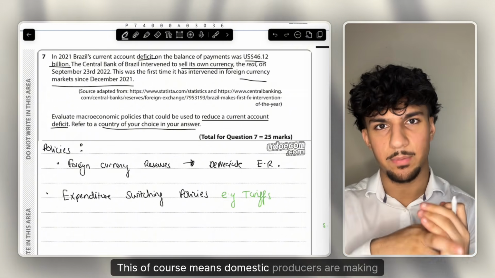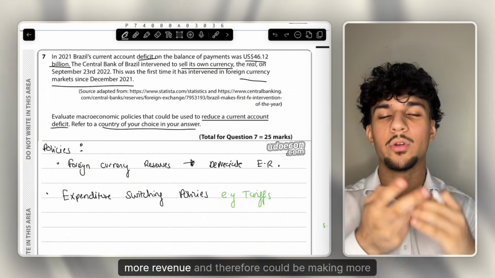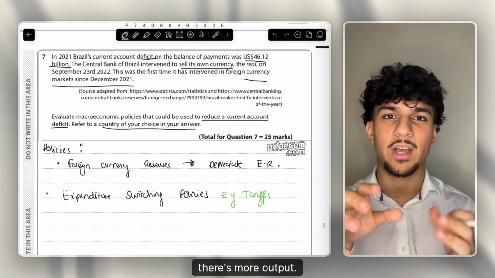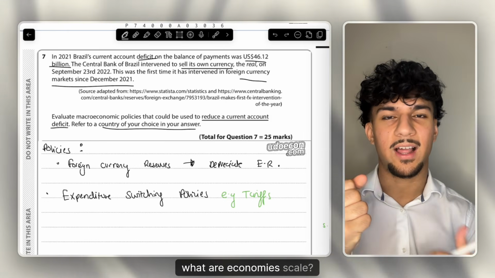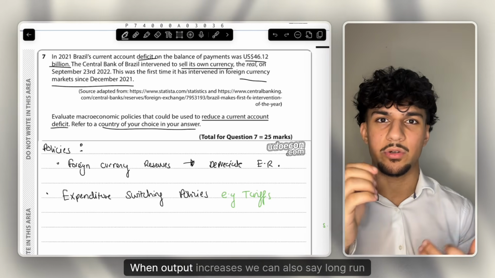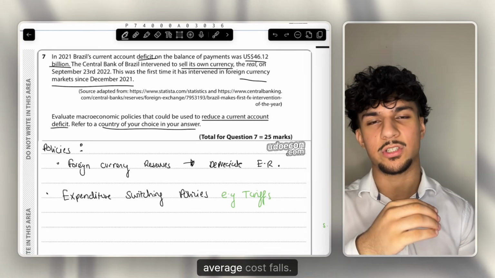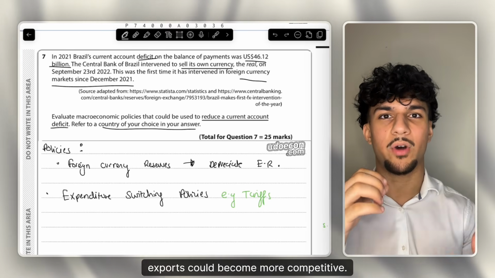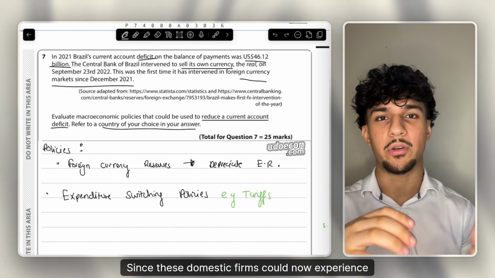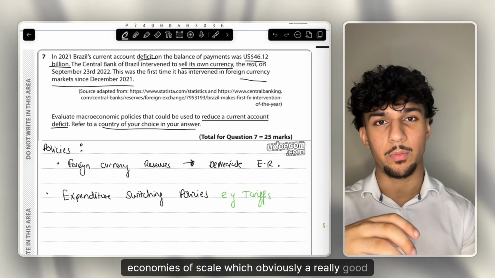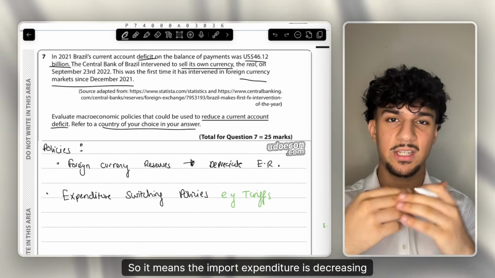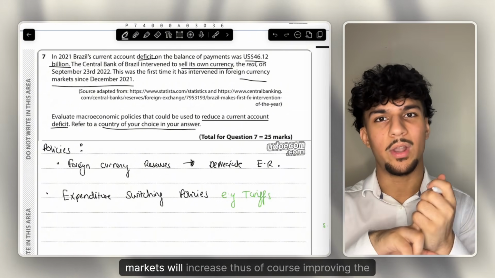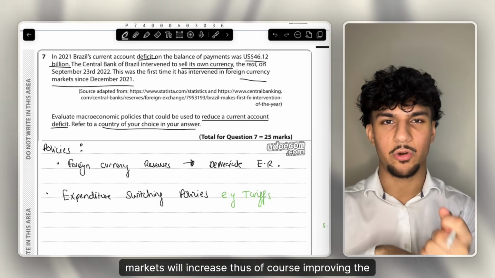This of course means domestic producers are making more sales, more revenue, and therefore could be making more profits. With them experiencing higher demand, there's more output, and as we know, how do you define economies of scale? When output increases, long run average cost falls. So you could say in the long run, exports could become more competitive. Why? Since these domestic firms could now experience economies of scale, which is obviously a really good point. So import expenditure is decreasing. Export revenue, since exports are cheaper on global markets, will increase, thus of course improving the current account deficit.